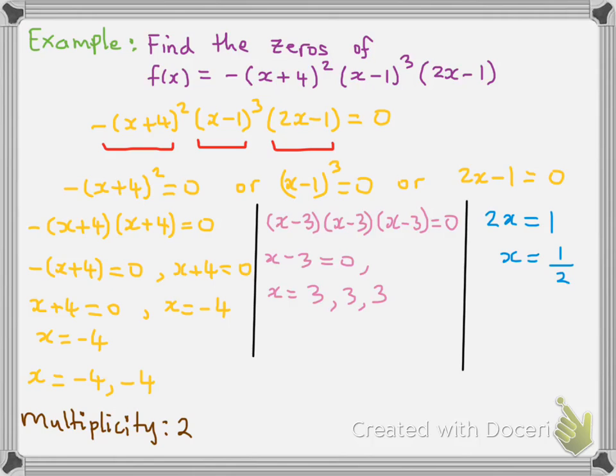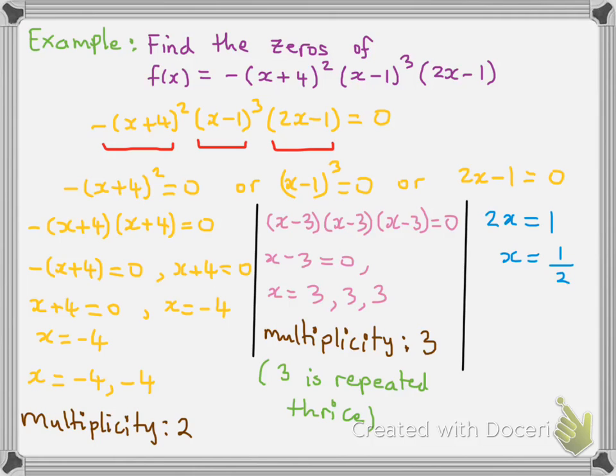This means that for the first solution, or first 0, x equals -4, it is repeated twice. That means it has a multiplicity of 2. x equals 1 is repeated 3 times. That means it has a multiplicity of 3. And x equals 1/2 has a multiplicity of 1 because that 0 is repeated 1 time. So these are the zeros of this polynomial function that we have here.